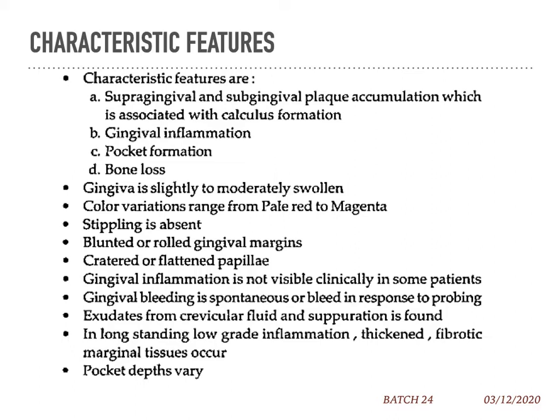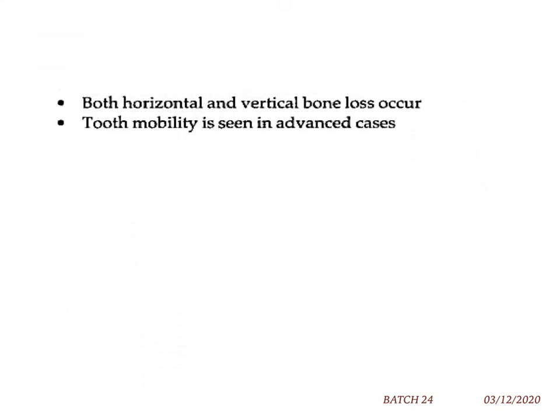Gingival inflammation is not visible clinically in some patients like smokers. If the patient has a habit of smoking, the inflammation will be masked. Gingival bleeding is spontaneous or in response to probing, with exudate from the crevicular fluid, and suppuration may be found. In long-standing low-grade inflammation, thickened fibrotic marginal gingiva may be seen. Pocket depth may vary. There may be horizontal or vertical bone loss. Tooth mobility may be seen in advanced cases.